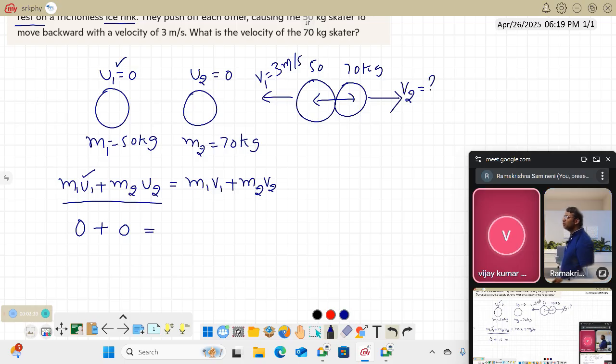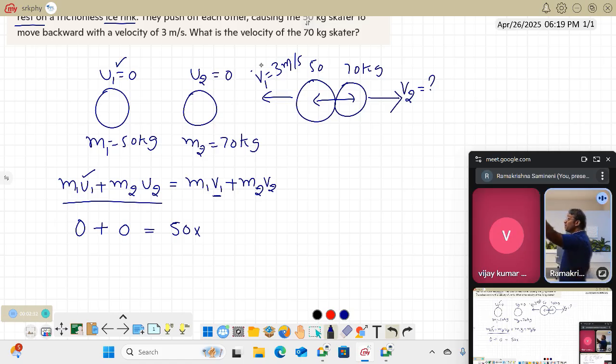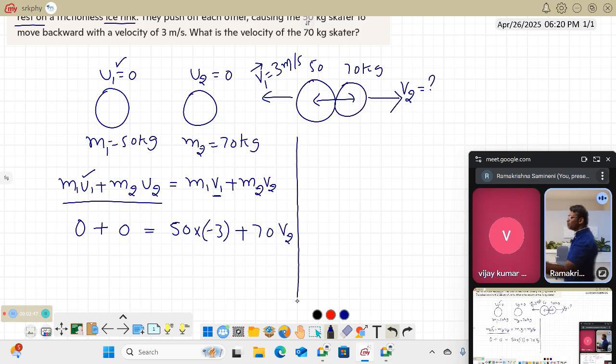Next, m1. What is m1? 50 kg, into v1. What is the direction of v1? 3 meters per second. Because velocity is a vector quantity, if they give any direction information, you have to apply that direction also. That is nothing but minus 3 here. Plus m2 value is 70 into v2. We don't know the direction of v2, but we are assuming the opposite direction.